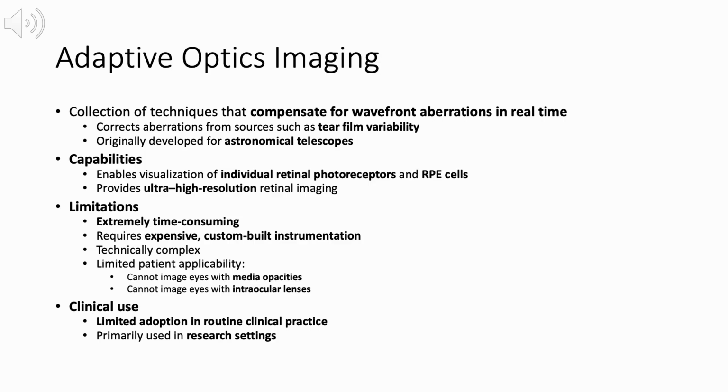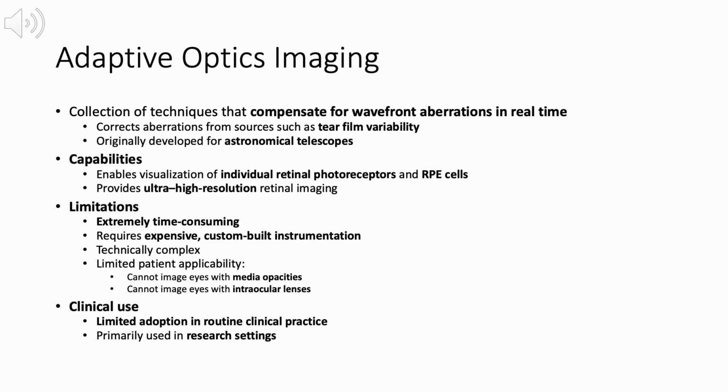As imaging resolution continues to advance, adaptive optics represents the highest level of retinal imaging currently available. Adaptive optics imaging refers to a collection of techniques that compensate for wavefront aberrations in real time, including aberrations caused by factors such as tear film variability. This technology was originally developed for astronomical telescopes and later adapted for ophthalmic use. By correcting optical distortions, adaptive optics enables visualization of individual retinal photoreceptors and retinal pigment epithelial cells, providing ultra-high-resolution images of retinal microstructure that are not achievable with conventional imaging modalities.